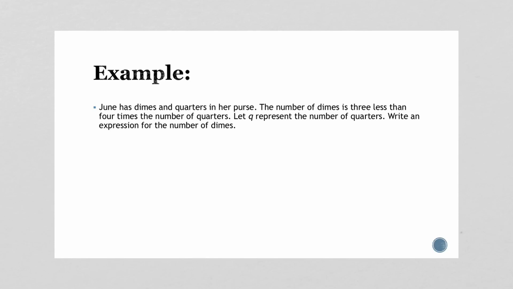All right, so June has dimes and quarters in her purse. The number of dimes is 3 less than 4 times the number of quarters. Let Q represent the number of quarters. Write an expression for the number of dimes. So the number of dimes is 3 less than, so minus 3, 4 times the number of quarters. So 4 times Q. There you go. That's how many dimes she has.